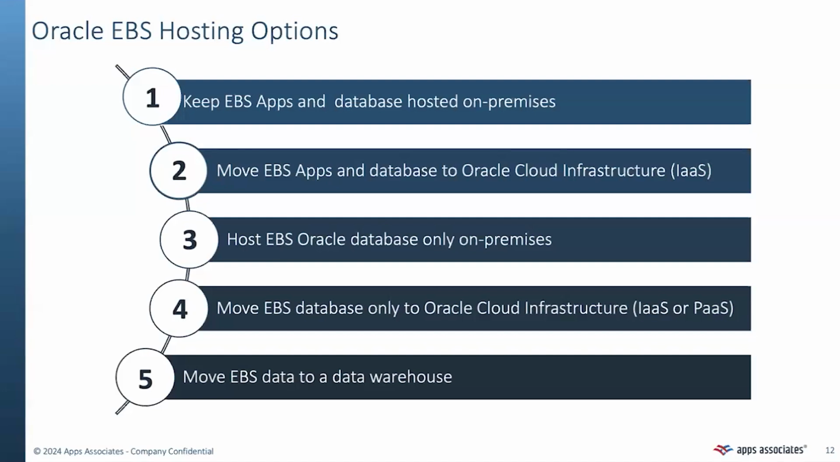And the second option is, let's say you want to move some data to the cloud itself. In option 2, you can move your EBS apps and database to the cloud, OCI infrastructure, and take reporting off of it. And the other option is, let's say you don't need the application layer, and you can just take your EBS database as is and port it over to the cloud. Okay, and these are all you need to think through really.